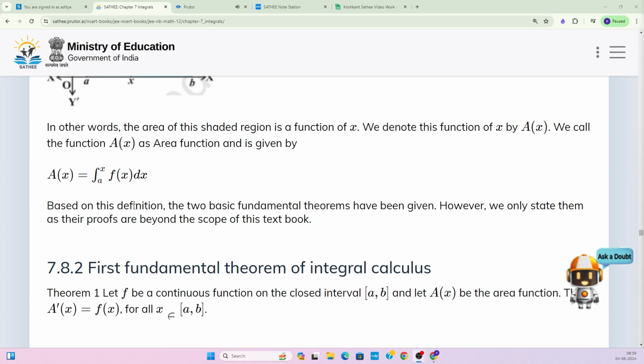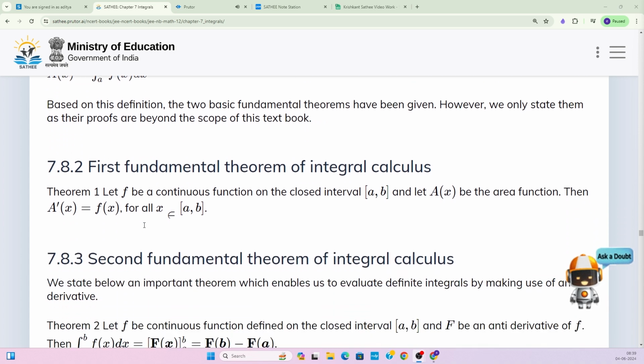However, we only state them as their proofs are beyond the scope of this textbook. So we will only be discussing small, basic things. Okay, clear?